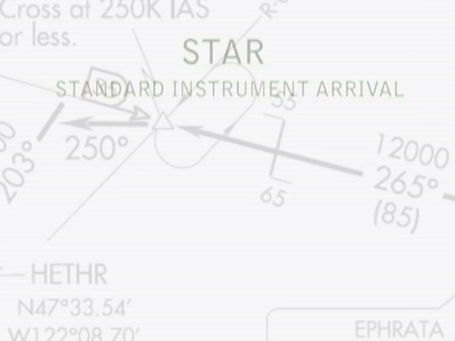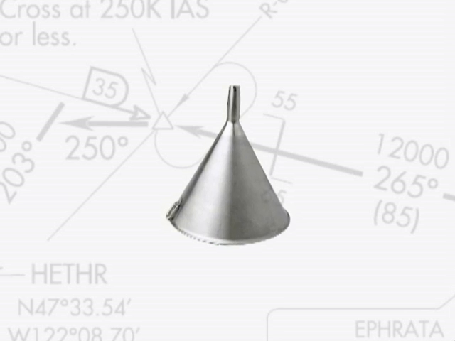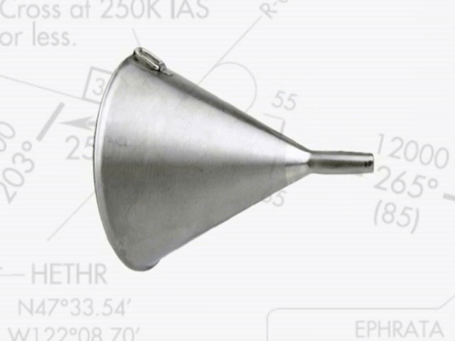Or maybe there's another way to look at it. If you take a funnel and turn it sideways, that's a STAR. Every single aircraft coming into a major airport is funneled through, and then they all come out on the opposite end in one nice, neat, single file.